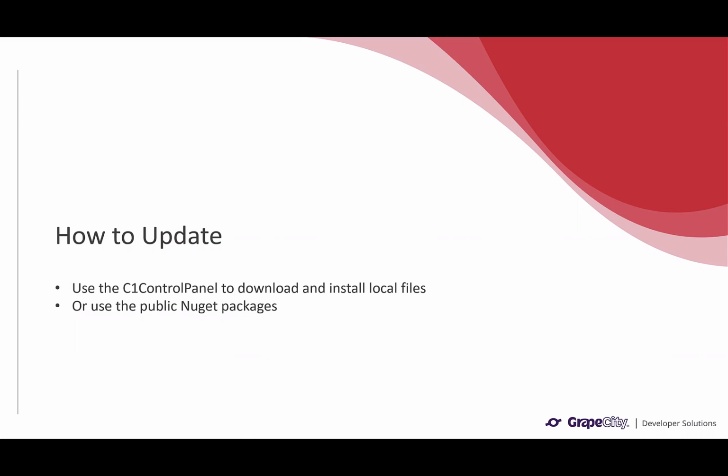One is to use our web installer, the C1 control panel. So this lets you download and install any version of ComponentOne controls to your machine. Alternatively, you can use our publicly distributed NuGet packages on NuGet.org. So these NuGet packages are also installed locally if you install the product. So if you want to create a local repository, you could do that as well.